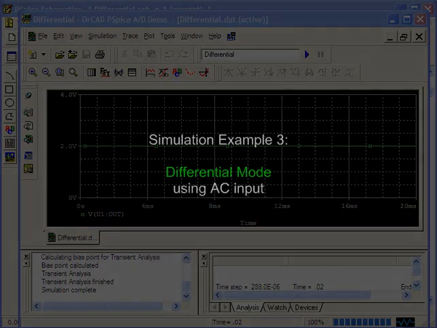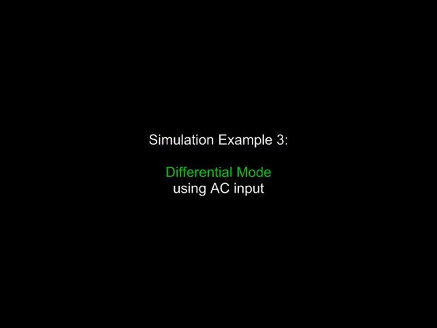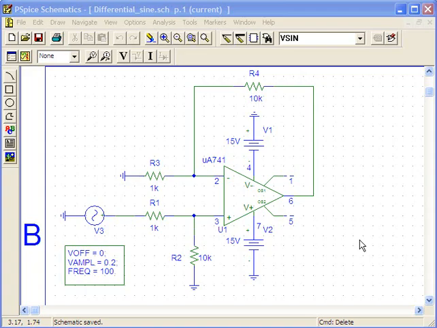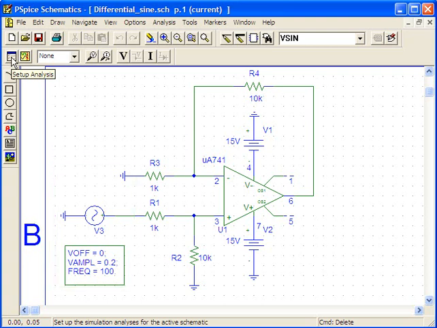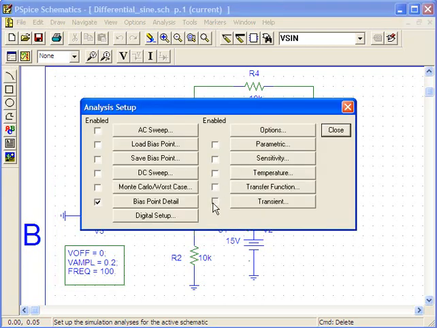The last example is another example of the differential mode. But instead of the DC signals, a sine wave will be used for one of the inputs, while keeping the rest of the circuit the same as the previous examples. The input signal from the positive pin is designed as a sine wave, with the parameters showing here, and the other input is grounded. So this is a differential mode.